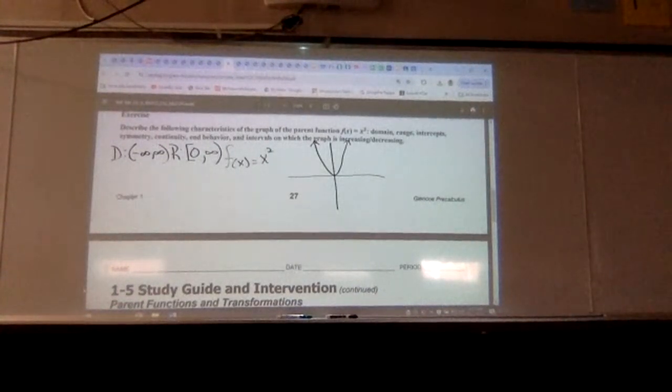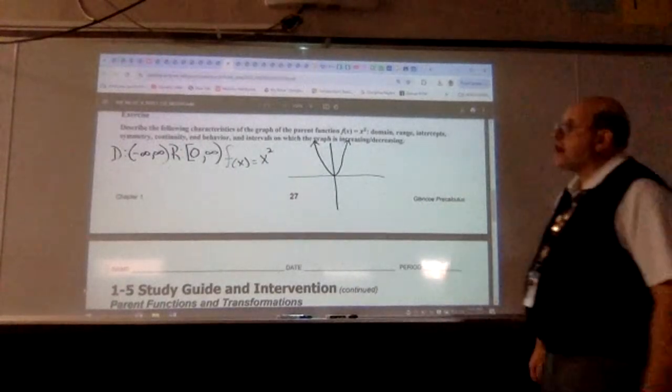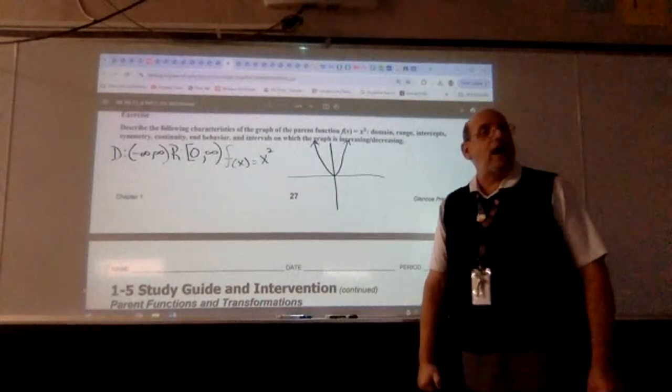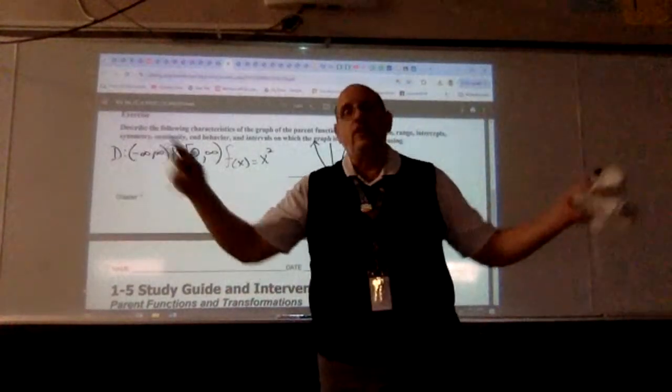It's not possible to put a closed parenthesis on the infinity sign. It just doesn't make sense. It's not an actual value. It just means it continues on.